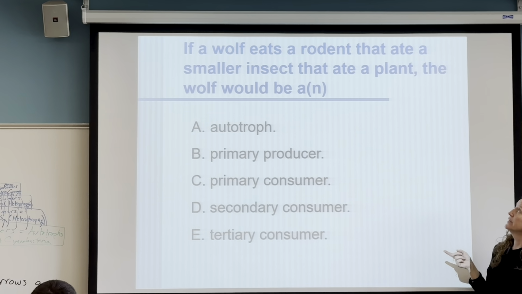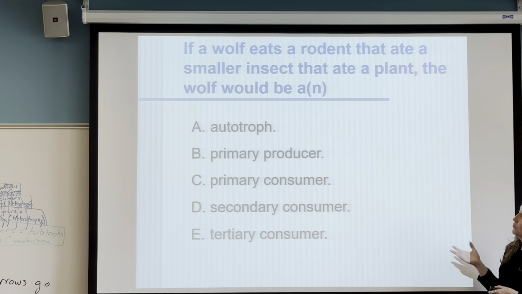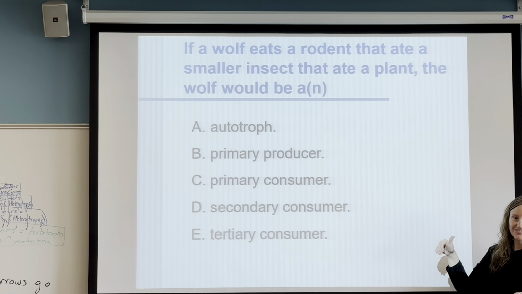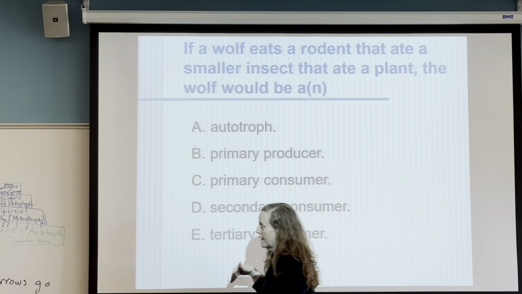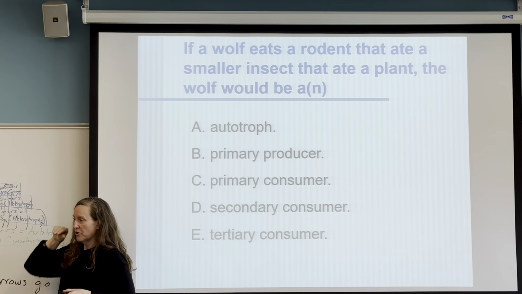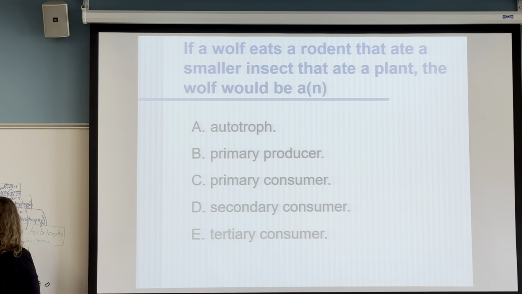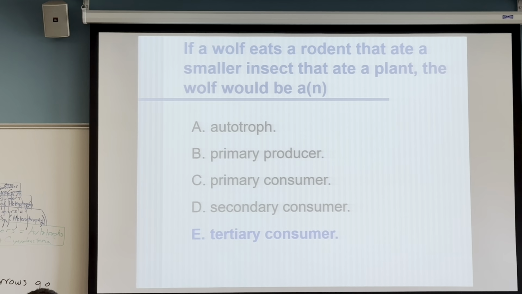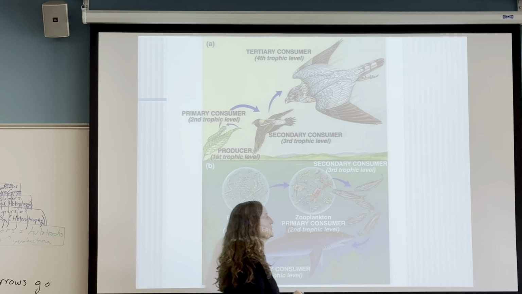So if a wolf eats a rodent that ate a smaller insect that ate a plant, the wolf would be which one of these? If you need to, go back here and put them on your pyramid. Yeah, good. Okay, so the wolf would be a tertiary, because if we go back, we have plant, then an insect that ate the plant, rodent, wolf. So there are easy ways to figure that out, with all of our levels mapped out there.